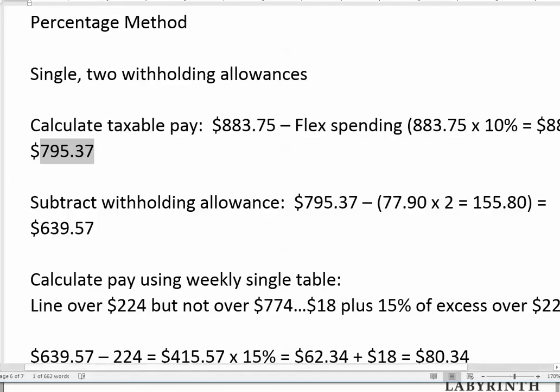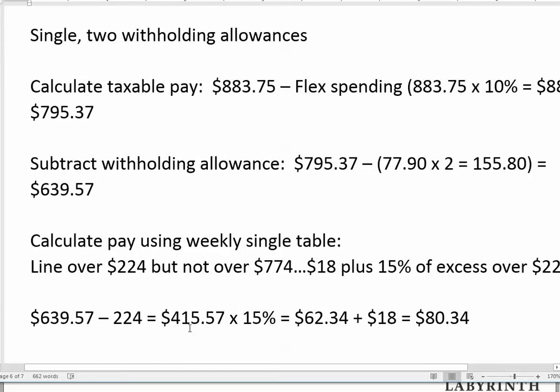So let's go ahead and subtract $224 from what she made. Gives us $415.57 and multiply that by 15%. That gives us $62.34. We'll add that to the $18 it told us about. Means her tax is going to be $80.34.